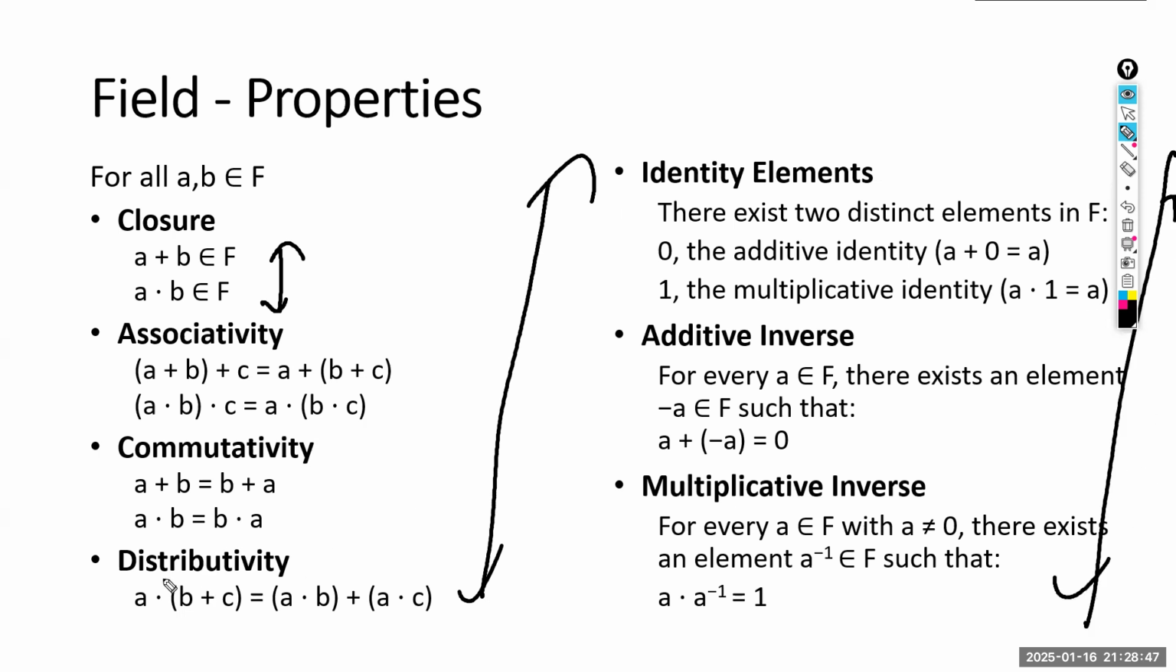Then distributivity: A dot (B plus C) is A dot B plus A dot C. That dot means multiply. These are not vectors.